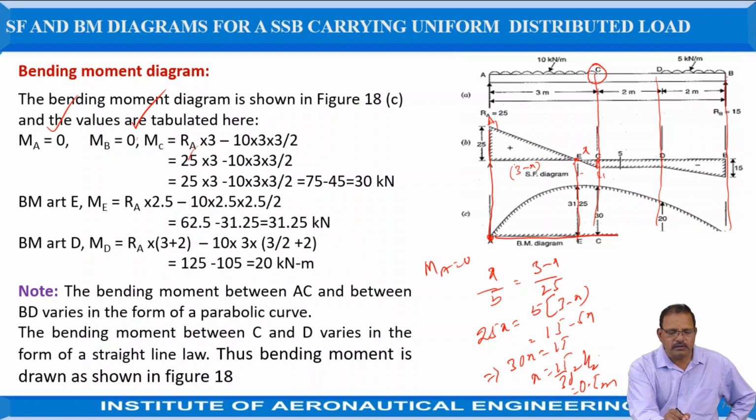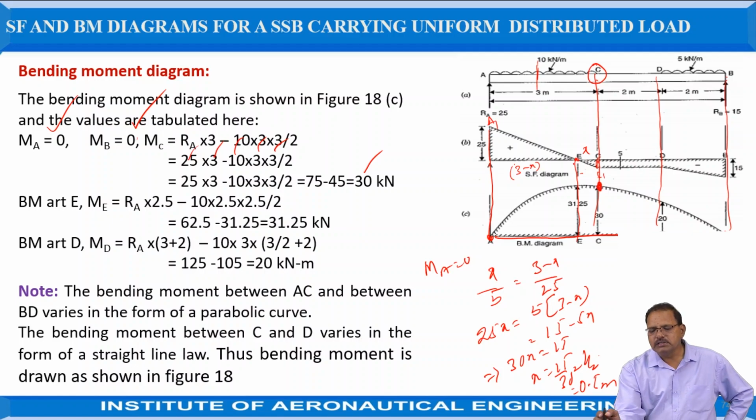That is 25 into 3, minus the total load, which is 10 kilonewton per meter times 3 meters. The total load is equal to 30, but it is acting in the middle, that is at 1.5. In other words, it can be written as 10 into 3 into 3 by 2. From this relation we got 30 kilonewton meter. So at this point, we have 30 kilonewton meter at C.